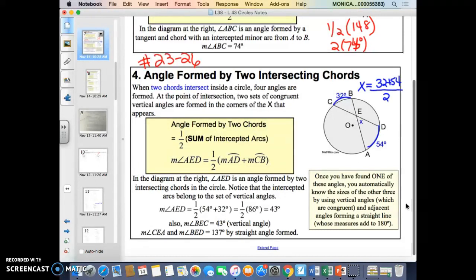And that's just a fancy way of writing this formula. Instead of writing 1/2, you can take this and divide it by 2. Okay, so literally you take 32 plus 54, which is 86. 86 divided by 2 is 43. So this angle here is 43 degrees.